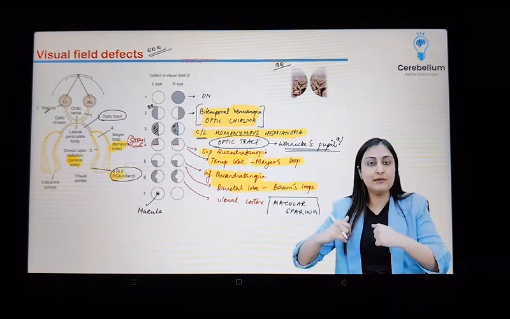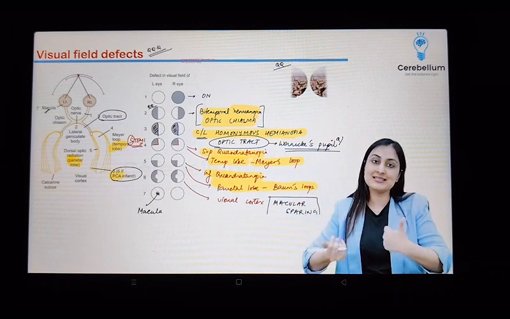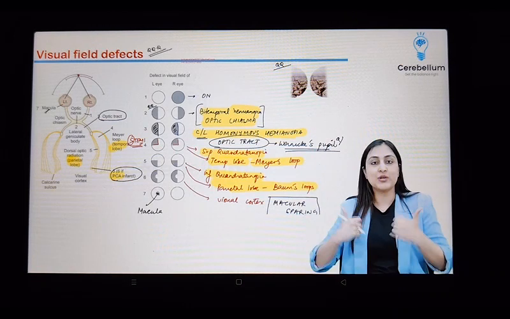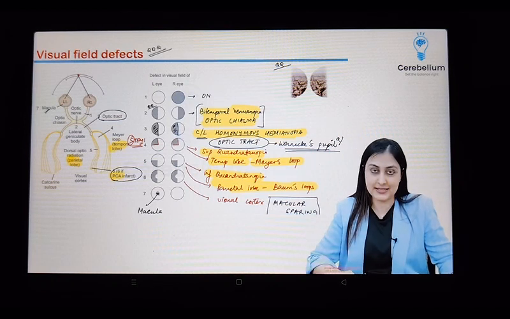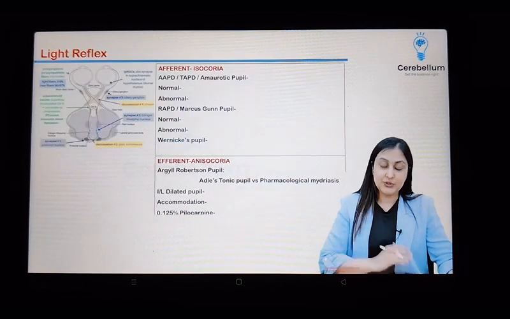Behind that, we know STEMI, pie in the sky is STEMI, right? And the cortex, we're going to have macular sparing. So this is visual field defects. One question is in your pocket if you understand this in every exam, okay? Then we go on to the light reflex.